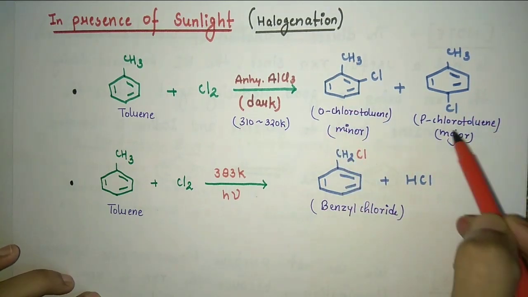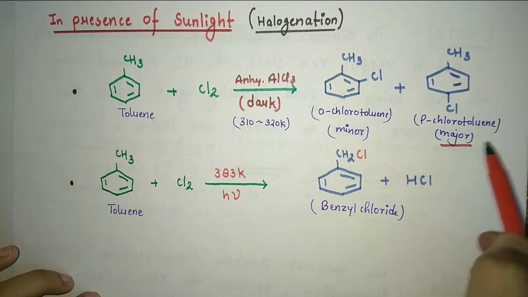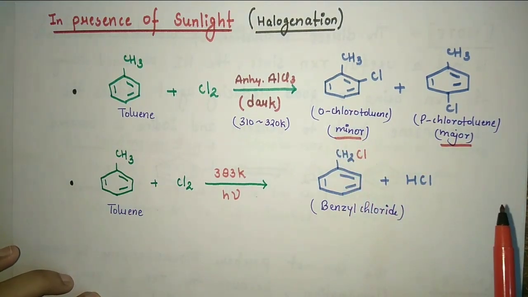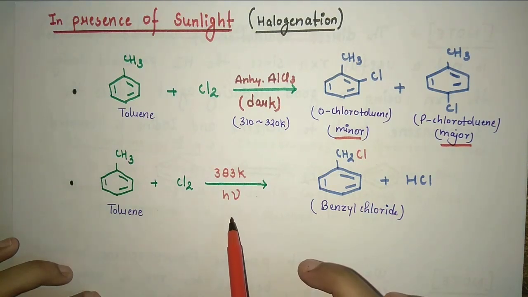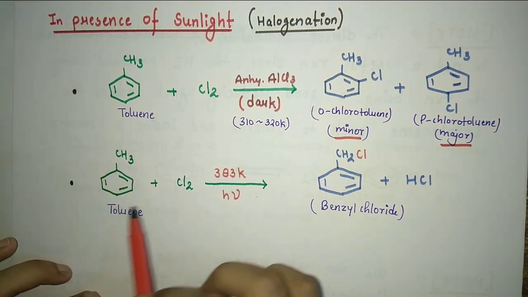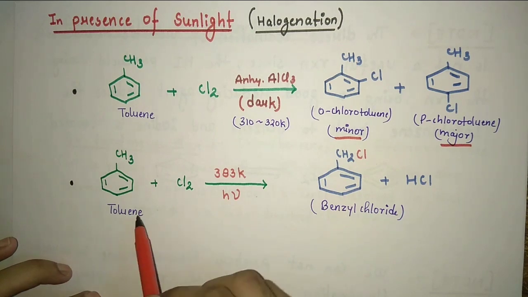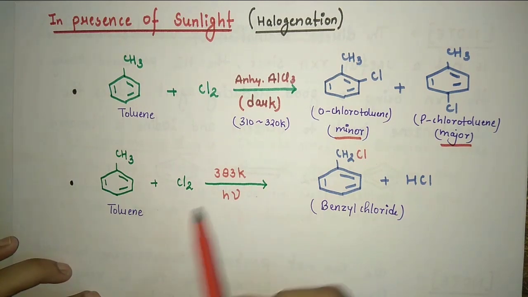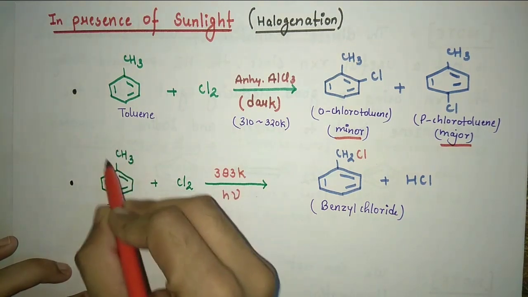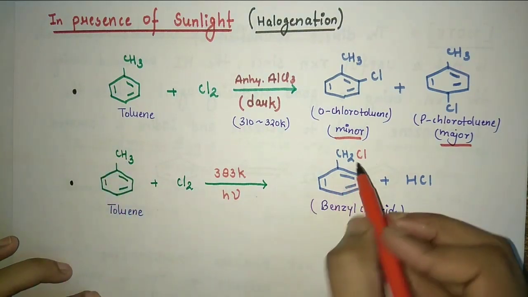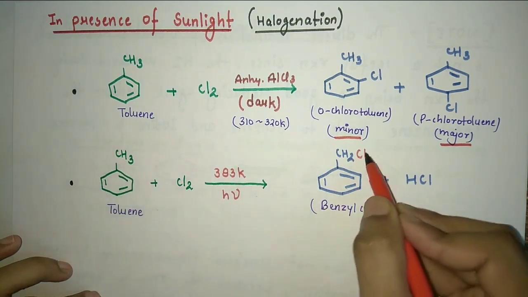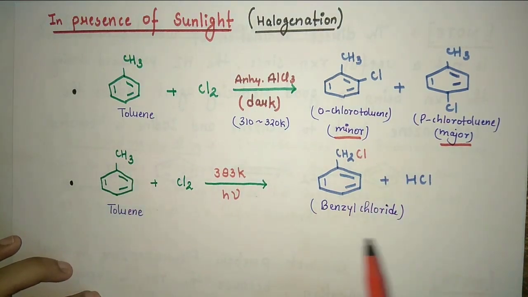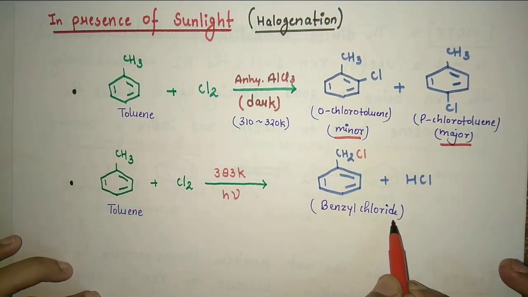Okay, and this is para-chlorotoluene. It is our major product and this is our minor product. So what happens when toluene reacts in the presence of sunlight? When it reacts in the presence of sunlight, there is halogenation at this benzyl carbon. Hydrogen leaves from this CH3 and a chlorine comes to this position, forming benzyl chloride.